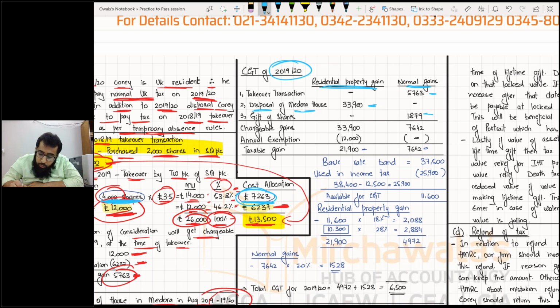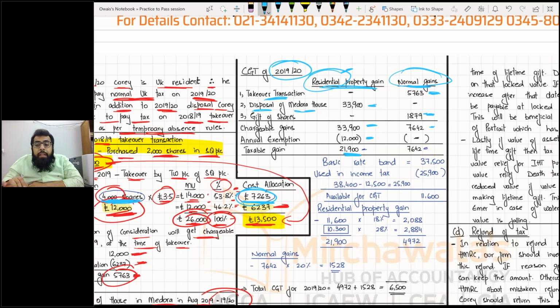Okay, so the residential property gain is 33,900, and then the normal gains. The takeover transaction gain, which was of 1819, is getting taxable in 1920 due to temporary absence issues. And this is the gain on gift of shares. I will use my annual exemption against the residential property gain because residential properties have a higher rate of tax.